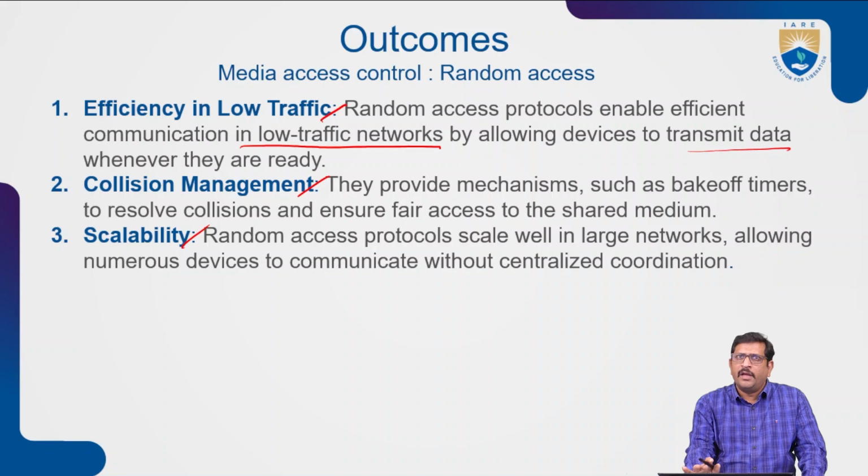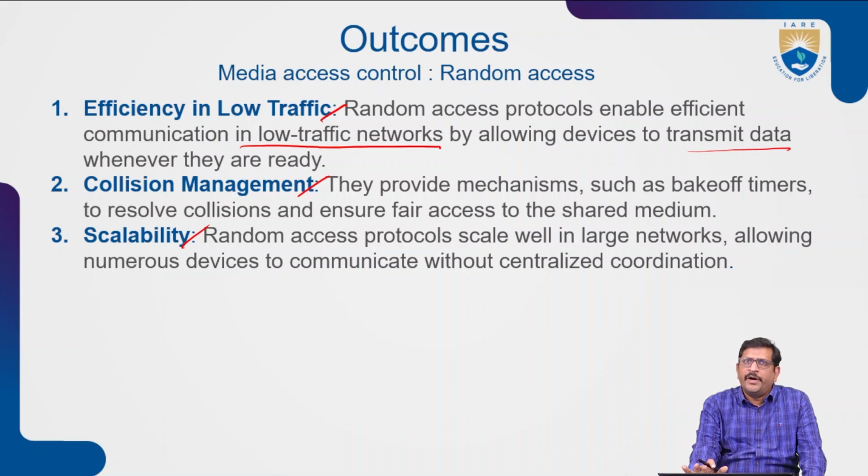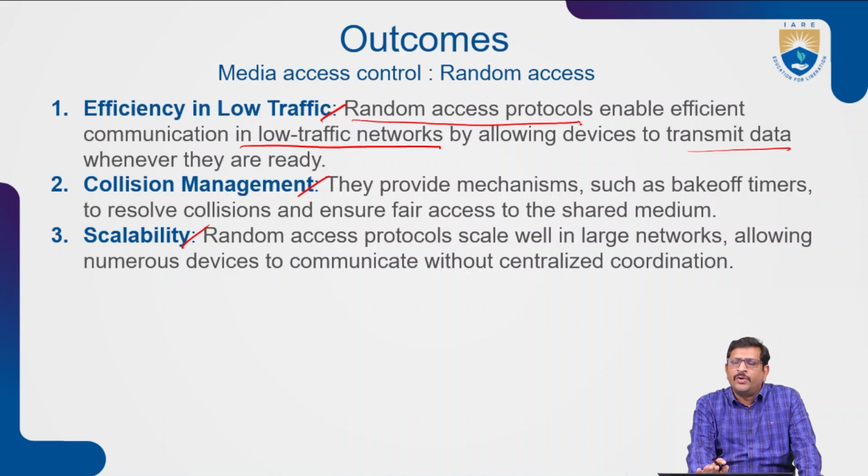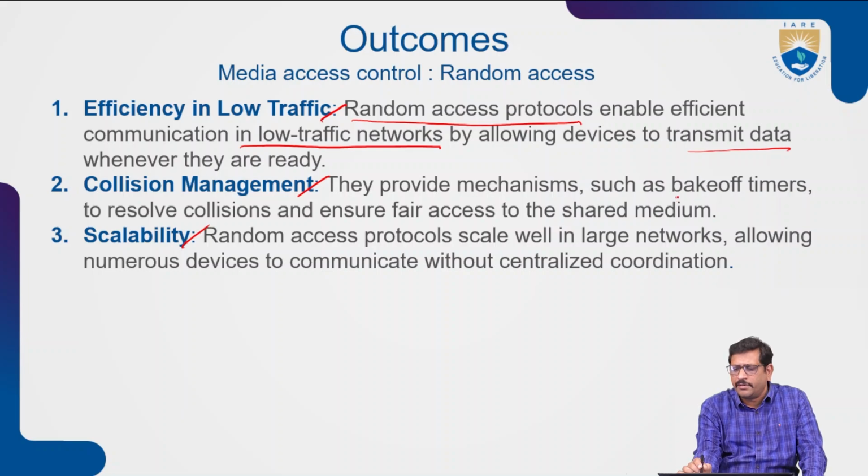This is one outcome, and the next outcome is collision management. Collision management means reducing collisions with the help of the random access protocol. By using the random access protocol, we can reduce collisions, because it provides a mechanism. That mechanism is the back-off timer mechanism.